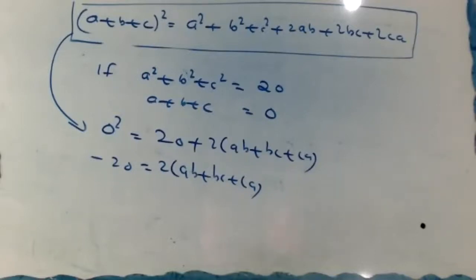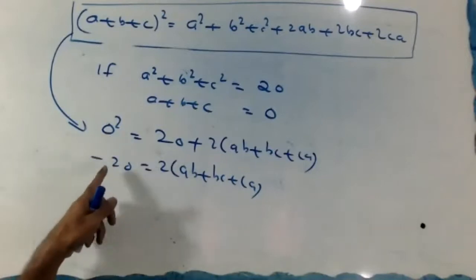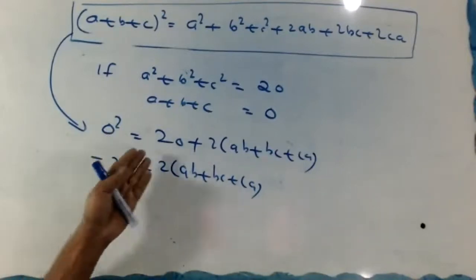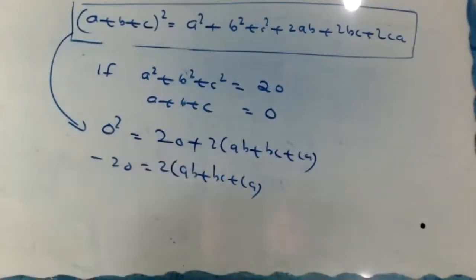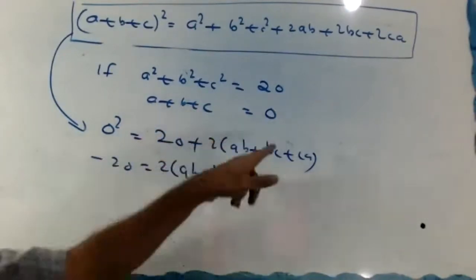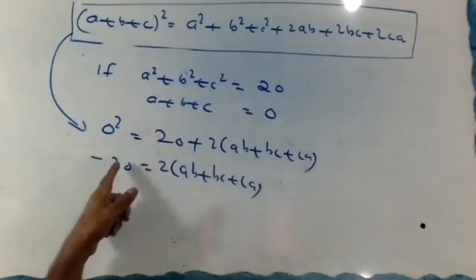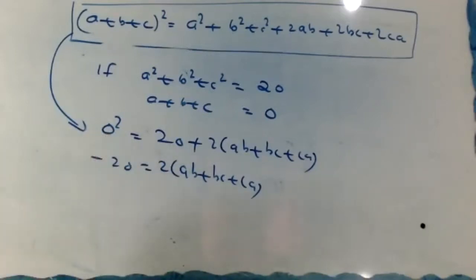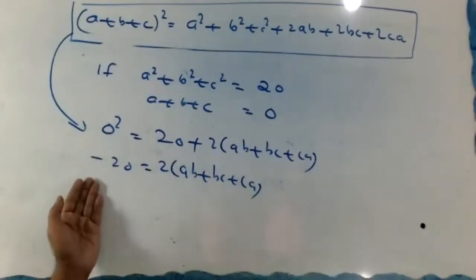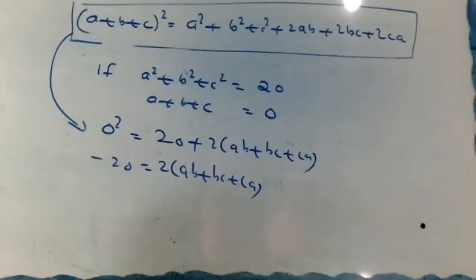Zero square is zero, that is 0, and 20 is coming here, because a plus b plus c equal to 0 is given. Zero is zero only, right? Zero square is zero. 20 is coming here.